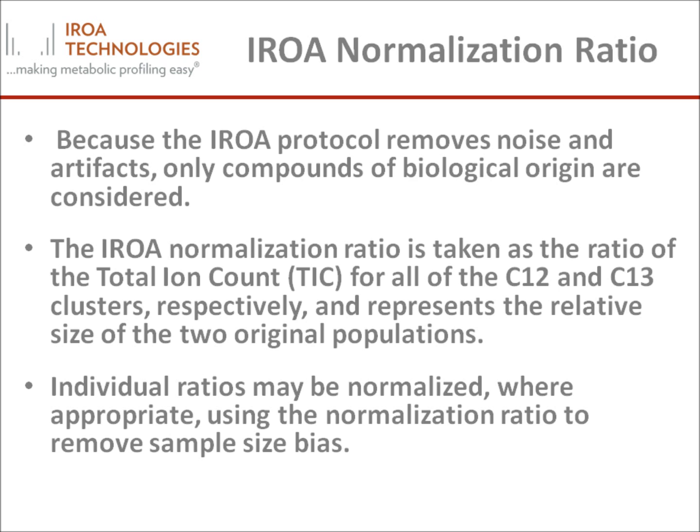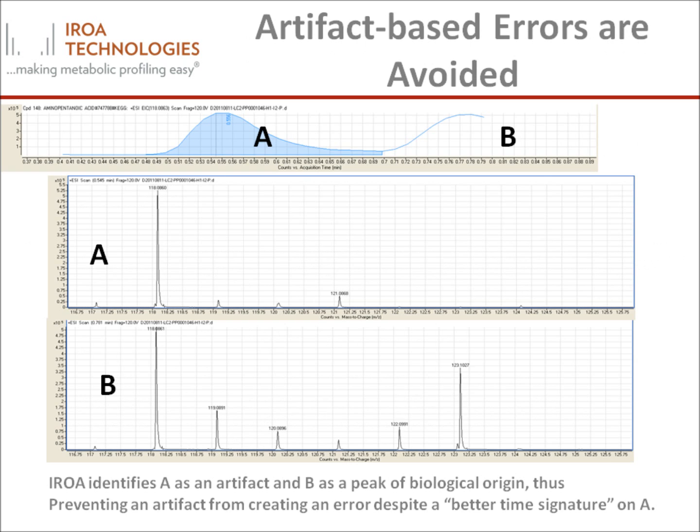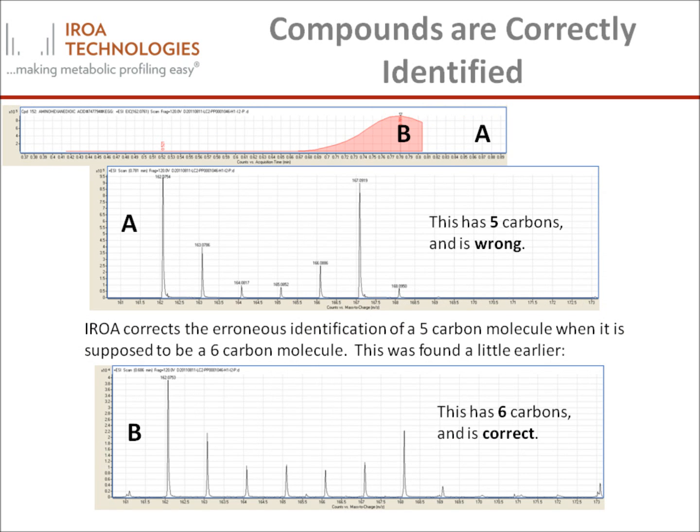Datasets are normalized by using an IROA normalization ratio, which is taken as the ratio of the total ion count for all the C12 and C13 clusters respectively, which represents the relative size of the two original control and experimental populations. The use of the IROA carbon envelope ensures that artifact-based errors are avoided, and compounds are correctly identified using accurate mass and the number of carbons.